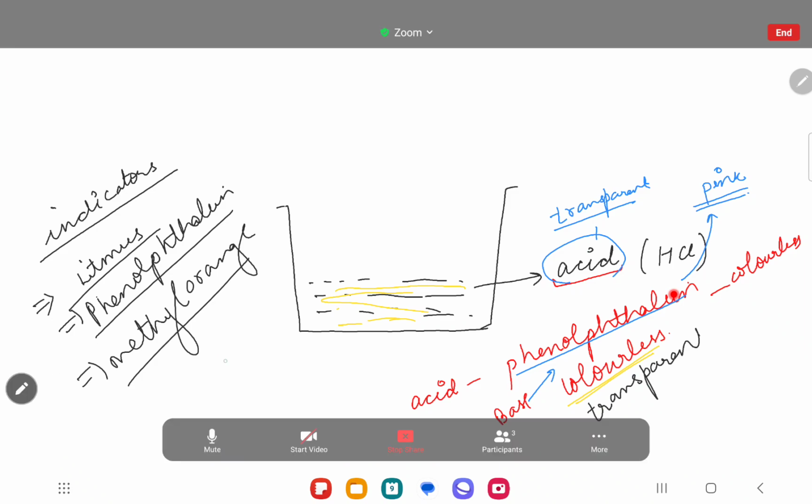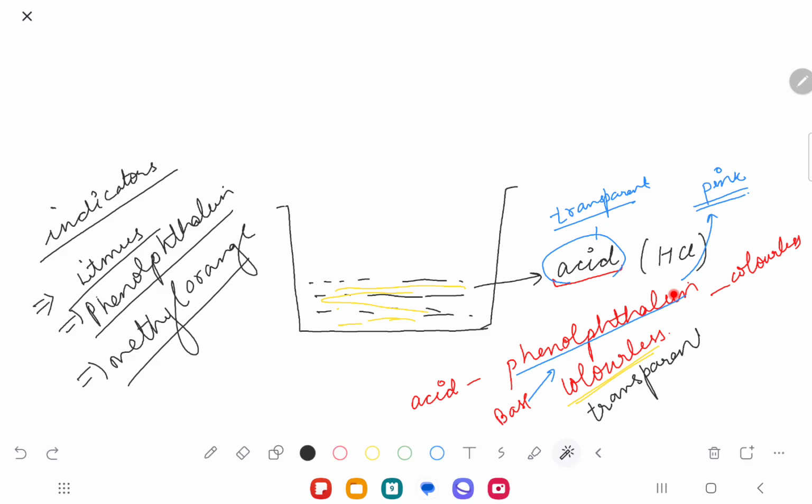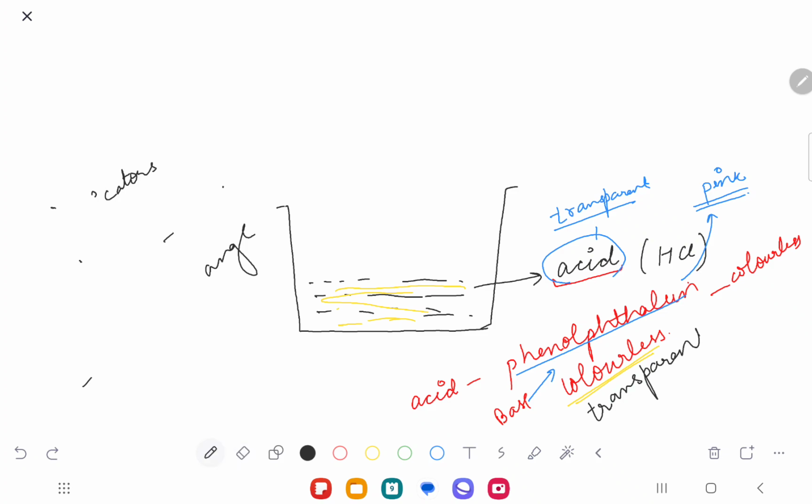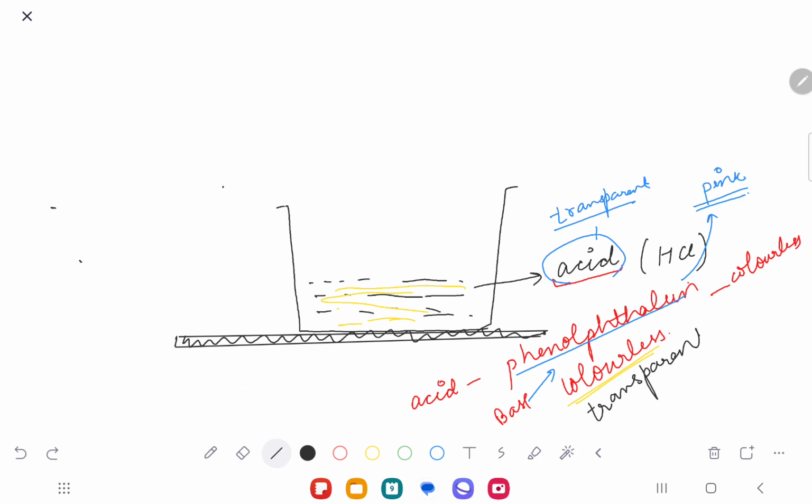Right? Now, when we talk about this particular part, just see. So what is happening? Now I'm going to take a setup. I'm going to take a stand, something like this right here. I'm going to put this beaker over this stand. So this is the stand, the slab, and I have this stand right here.